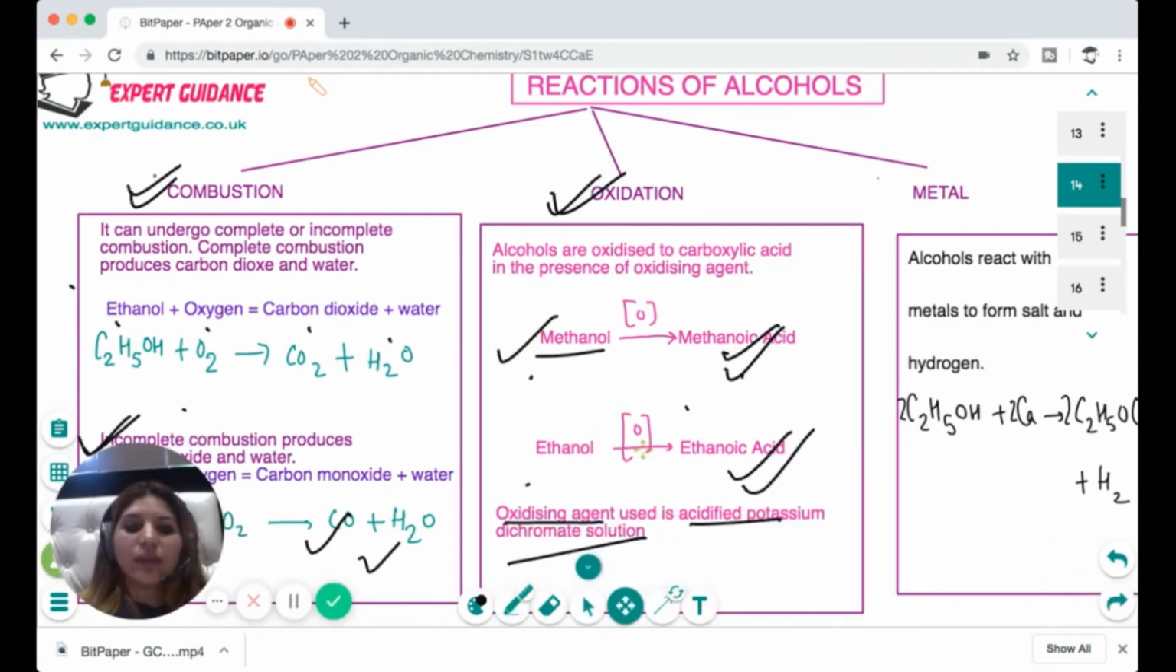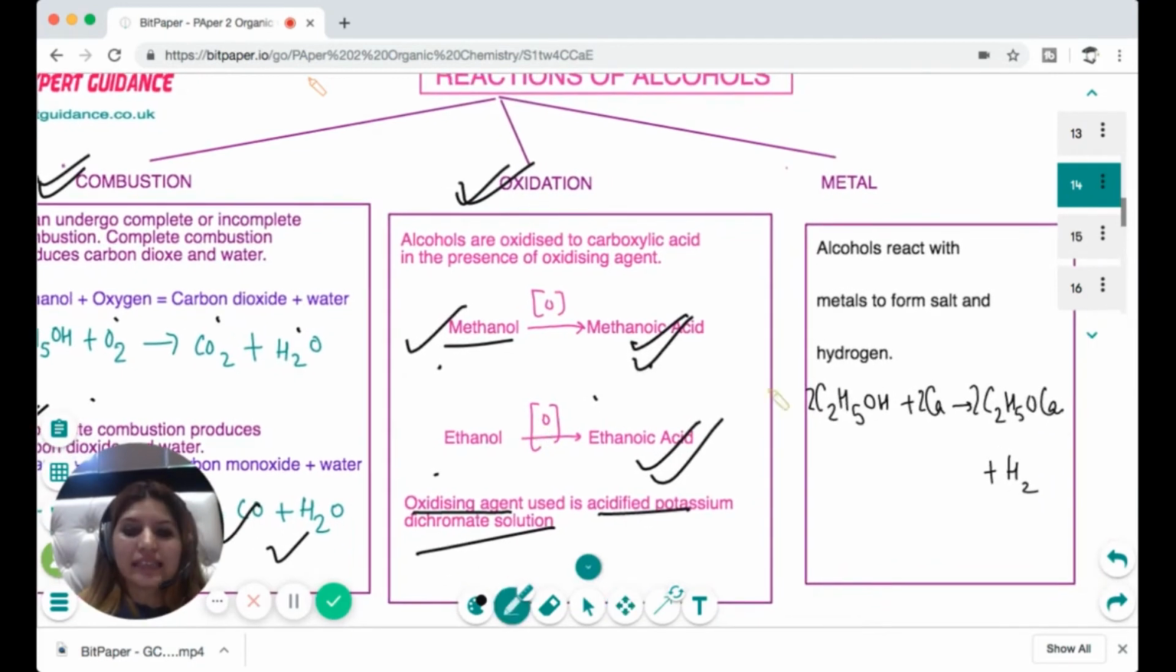And alcohols basically act like an acid. So they react with metals to form a salt and hydrogen. So here we have ethanol with calcium and it forms calcium ethanoate plus hydrogen. Okay, so I hope all these reactions are clear to you.